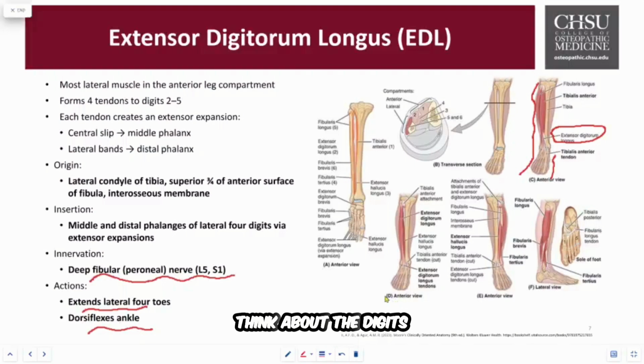So digitorum, think about the digits. It's going to be the second toe to the fifth toe.